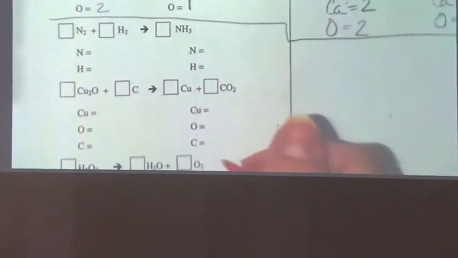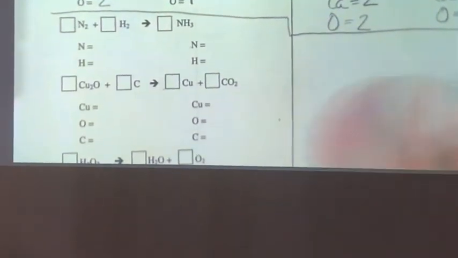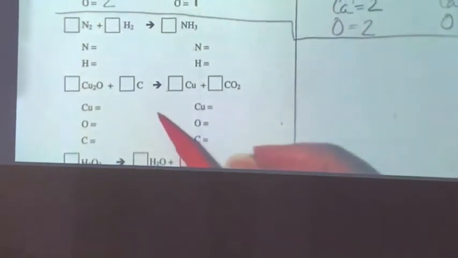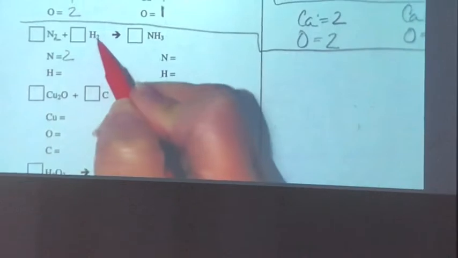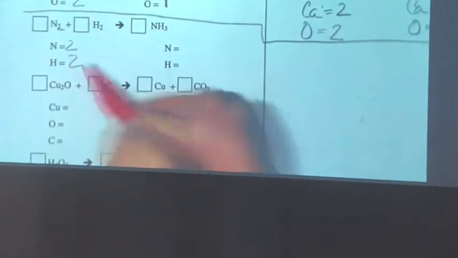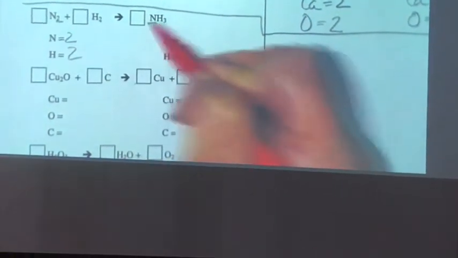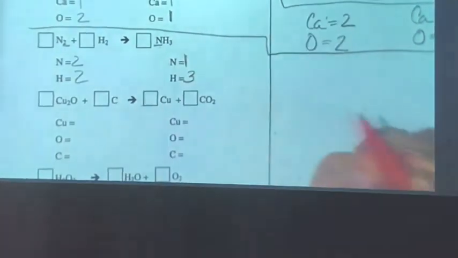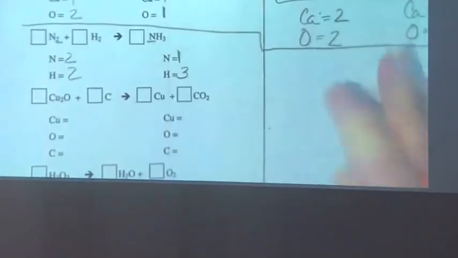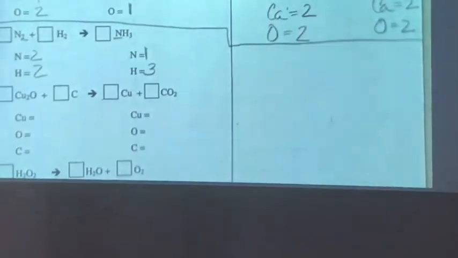All right? All right, you're back. You tried it on your own. Let's try and do them together. So right now we've got how many nitrogens? 2. How many hydrogens? 2. On this side though, how many nitrogens? We only have 1. And how many hydrogens? 3. So this one's going to be a little bit different than the earlier one that we just did.